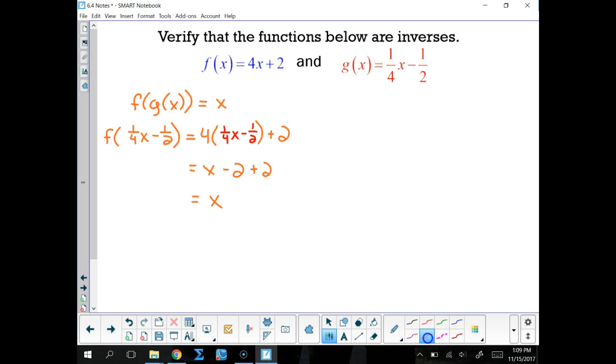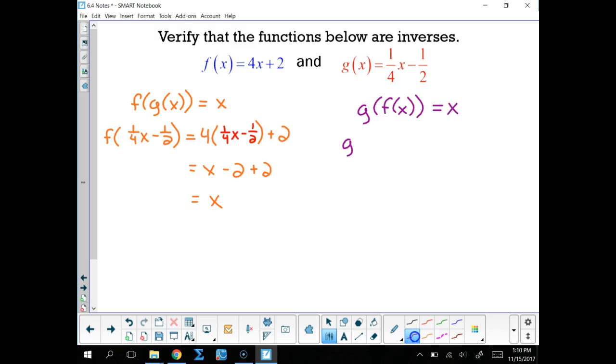Okay. Now, you're going to say, well, they're inverses. And then it's going to come to Tuesday's test, and I'm going to mark it wrong. Because why? Because you've got to check the other one. You have to show them both in order for it to be verified. So now you've got to show g of f of x also equals x.